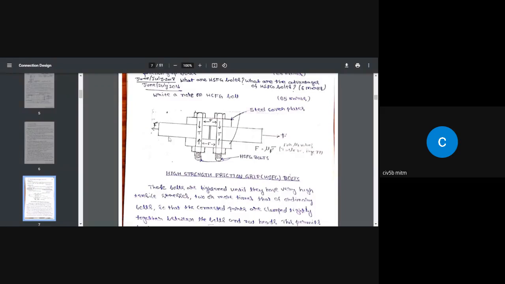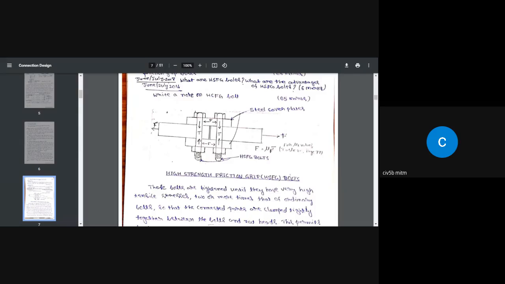So here, when it comes to a high strength friction grip bolt, we are going to transfer the load through friction. Here we have 2 plates and each plate is subjected to a force of F. And we are trying to connect those 2 plates by bringing them face to face. So what is the width of the plate? It has certain width perpendicular to the paper. When we need to transfer the load through friction, we are going to make use of high strength friction grip bolt.